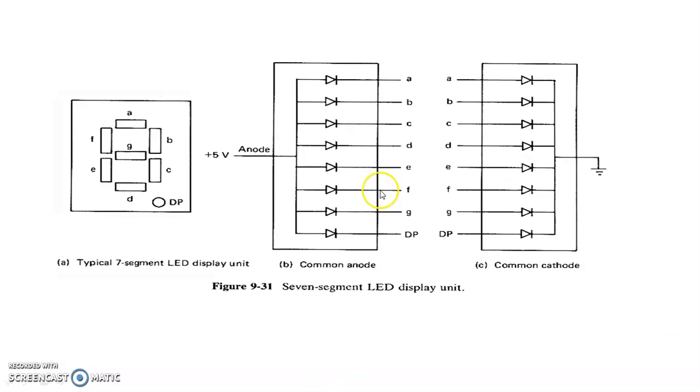Okay, but common anode normally we don't prefer, because it is always connected. Your 5 volt is connected to your diode all the time. So if at all there are some leakages, that will lead to power dissipation. We always prefer common cathode because it is connected to the ground, and no power supply is needed.